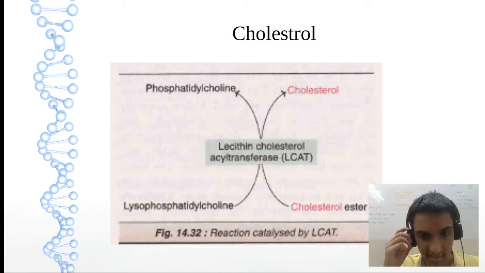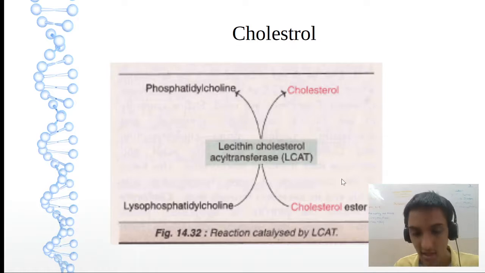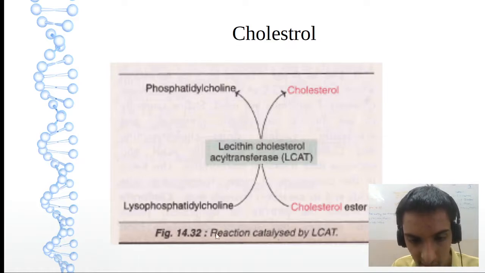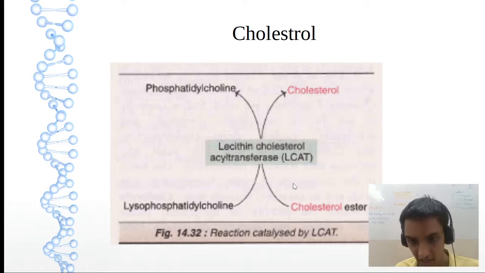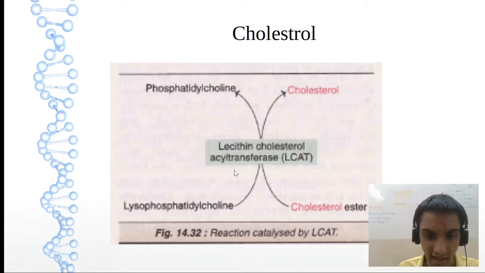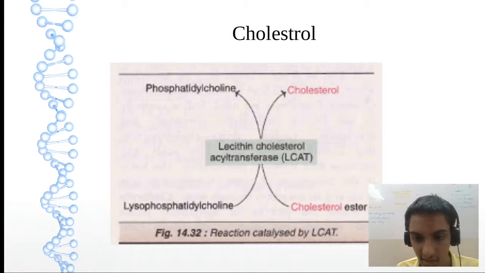This is LCAT, the role of LCAT. So LCAT is lecithin cholesterol acyl transferase. What does it do? It associates with the ApoA1 of HDL to remove the bad cholesterol from the body. So here lysophosphatidylcholine will become phosphatidylcholine, and cholesterol will become cholesterol ester. So this way the bad cholesterol will be removed from the body.